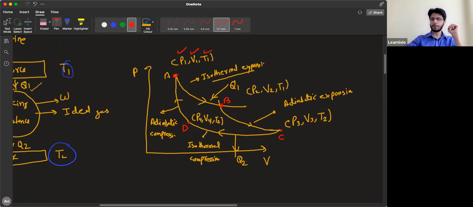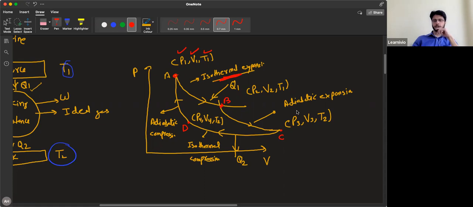Then you expand your ideal gas isothermally. We know that in isothermal expansion, temperature will remain constant. But when a gas expands, what happens with the gas, Marita? Its temperature should remain constant or its temperature should decrease? So when it expands, its temperature should decrease. Why should it decrease? You're right, its temperature should decrease. I'm asking for the reason. Why does the internal energy decrease?